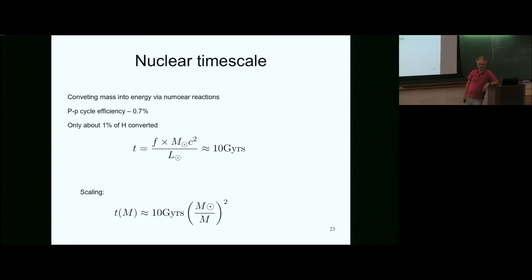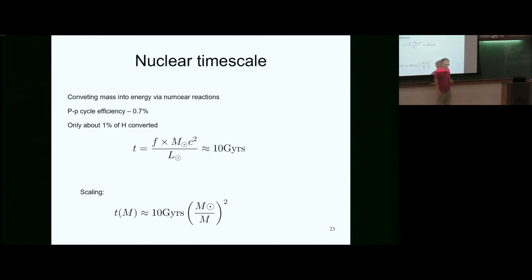luminosity of the stars on the main sequence scales as mass to the third or 3.5 power. The stars increase their luminosity very rapidly when they become more massive. So f is the fraction, that's this 1%, taking into account the efficiency.